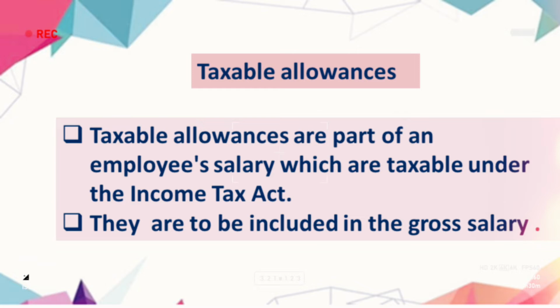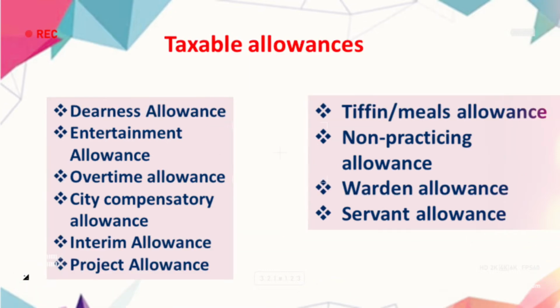Now you can see various taxable allowances. So first one is dearness allowance. Dearness allowance is paid by the government to its employees as well as pensioners to offset the impact of inflation. Next one, entertainment allowance. Entertainment allowance is the amount of money given to an employee to make payment towards hospitality of their customers for business outings, client meetings, hotels, and more.